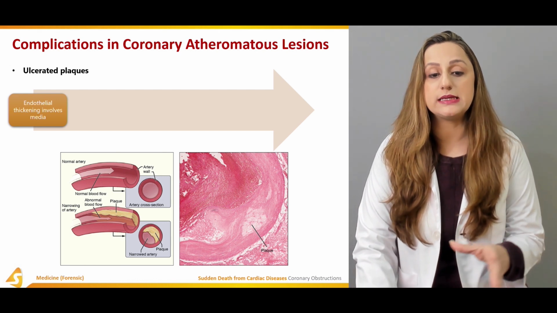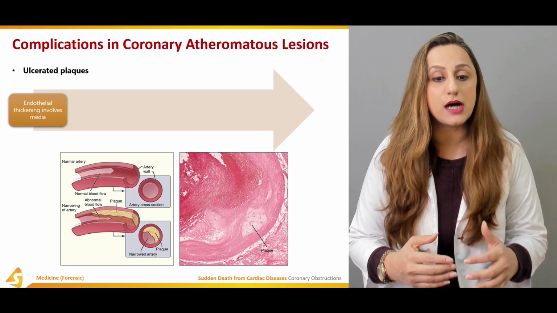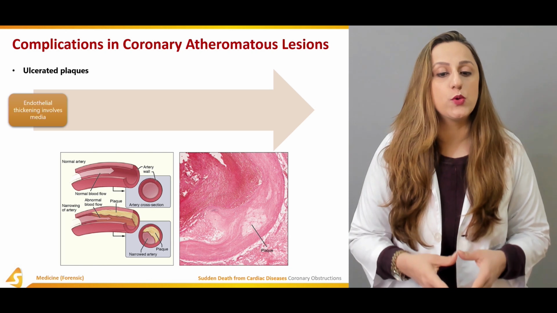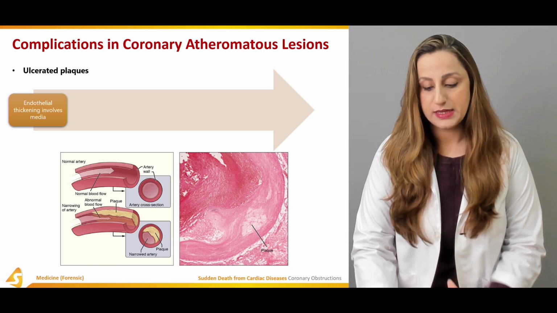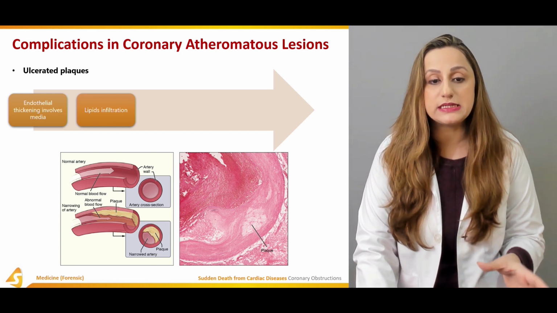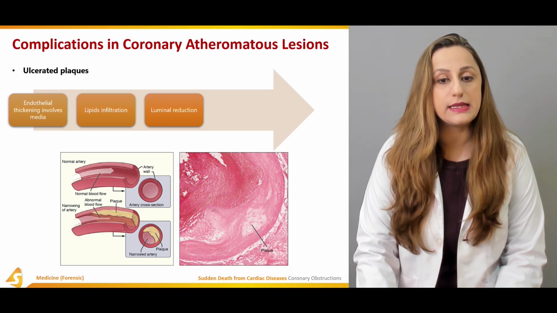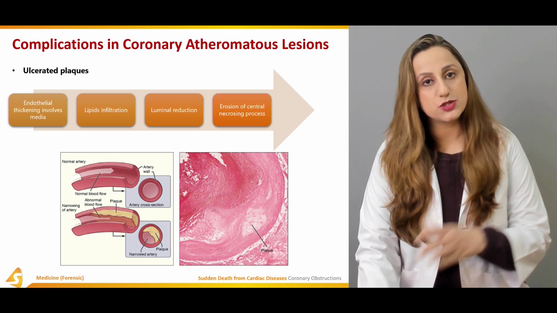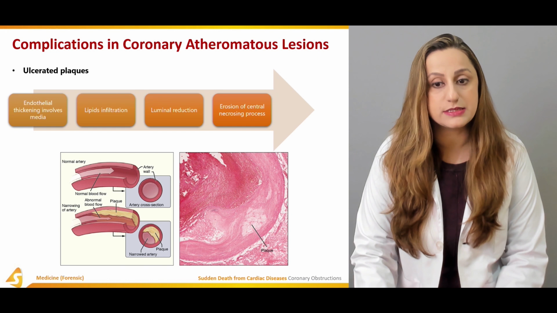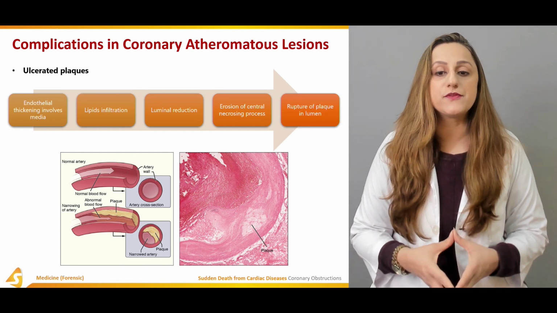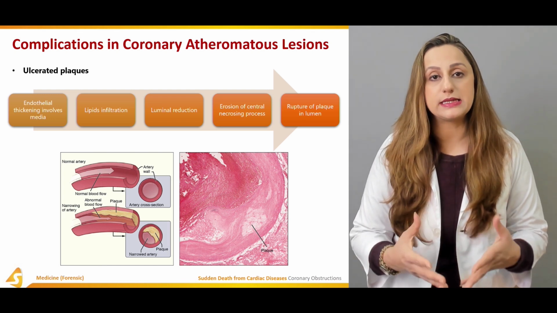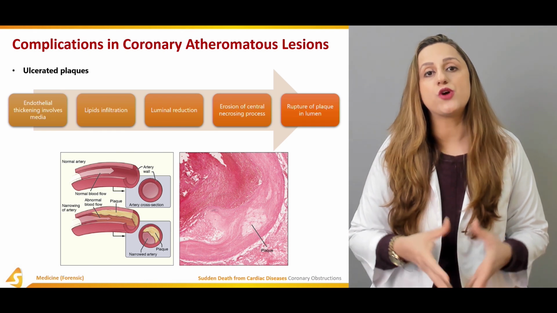As in this diagram, you can see it's basically the comparison of a normal artery with the narrowing of the artery, which is caused by the plaque, and the arterial blood flow is thus compromised due to the thinning of the lumen. So it's one of the complications that can occur, and after the endothelial thickening involves the media, lipid infiltrates are found in the vessel, and there is a luminal reduction as well that is going to compromise the blood flow to the cardiac muscles. The erosion of the central necrosing process is another factor that we have to look for. Then we'll have basically the rupture of the plaque in the lumen, and that is again when the infiltrates are basically laid down in the lumen, which is again going to compromise the blood flow to the tissue.